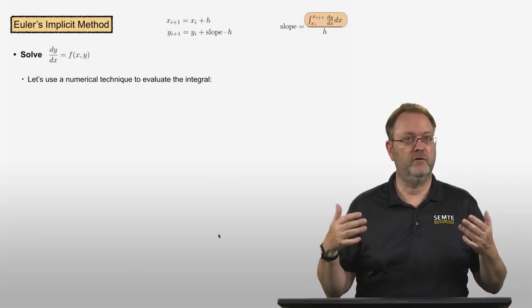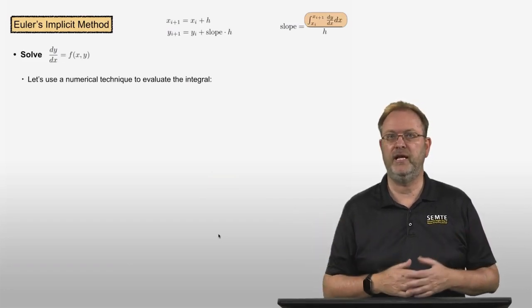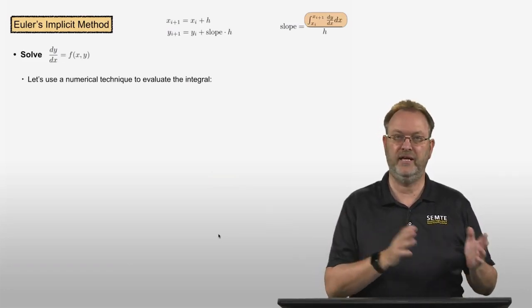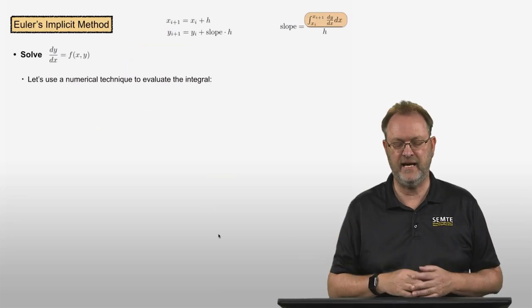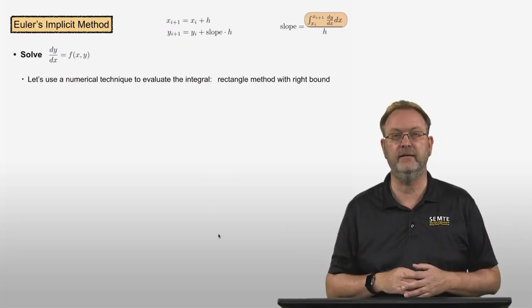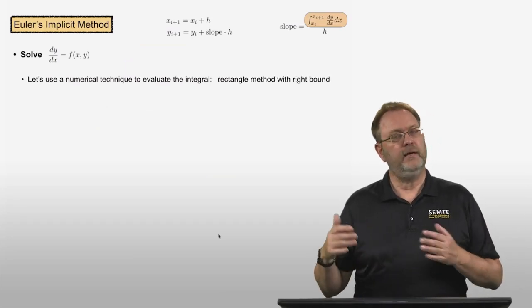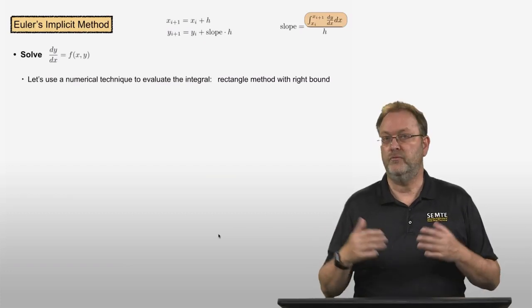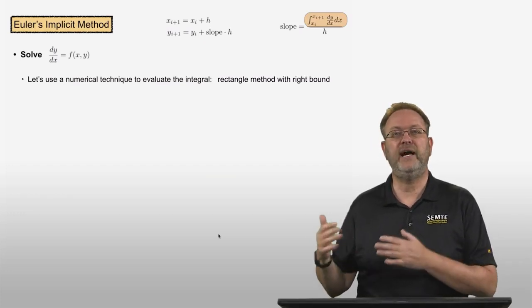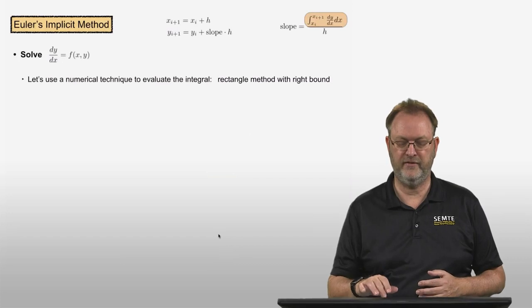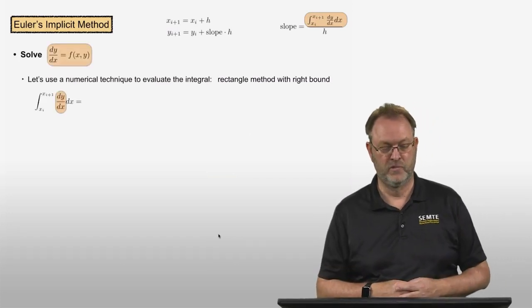For Euler's explicit method, the forward Euler method, we used the rectangle method with the left bound, giving us the height of the rectangle. For Euler's implicit method, we will use the rectangle method with the right bound of the integral, giving us the height of the rectangle.